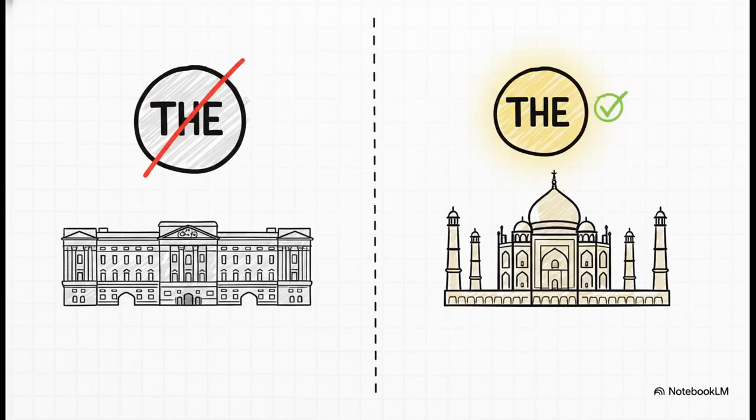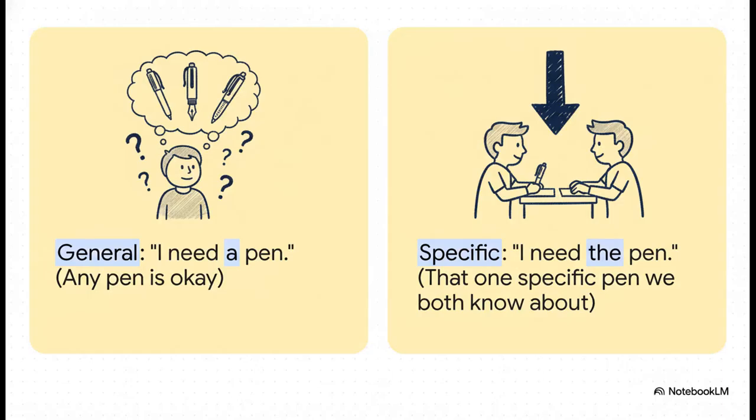Of course, because this is English we're talking about, there are always going to be some weird exceptions. For example, we say Buckingham Palace with no article, but it's always the Taj Mahal. Why? Honestly, sometimes there's no great reason. It's just one of those things you get a feel for over time. So let's just boil it all down for a second. I need a pen means any old pen will do. I need the pen means I need that specific one right there, the one we're both looking at. This simple idea, general versus specific, it's the foundation for literally everything.